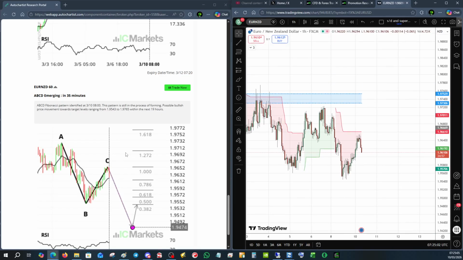So it's saying A, B, C, D. So that's right, isn't it? So they're saying the CD leg. So we're going to come down quite far. This is better, white background, isn't it? Long position.